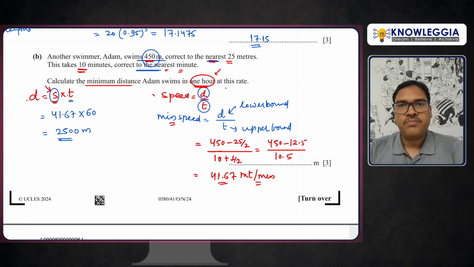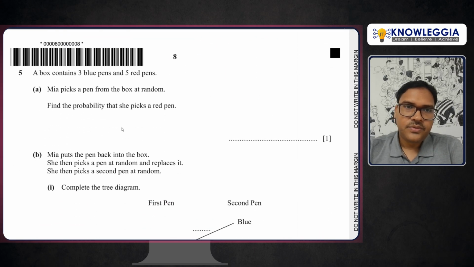So this is add 25 by 2, subtract 25 by 2 for upper and lower bound. And this is to the nearest minute. So 1 minute by 2, that is 0.5. So 0.5 add and subtract to get upper bound and lower bound. Accordingly, you can write the answer. Okay. So I hope this question is also clear. Okay. So now let's move to the next question.